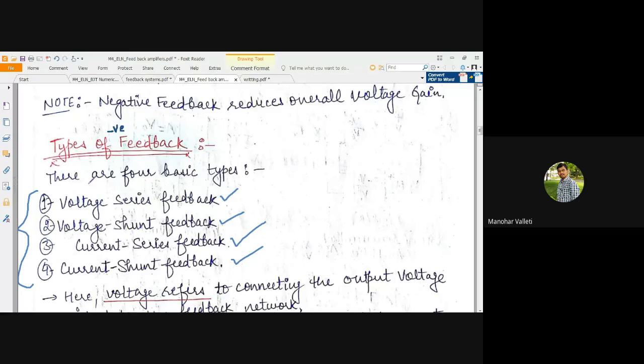Even though it is asked in the exam, they won't specifically mention negative feedback. They will simply ask, explain the types of feedback. If it is asked like that, you need to write about all these four types of feedback: voltage series feedback, voltage shunt feedback, current series feedback, and current shunt feedback.